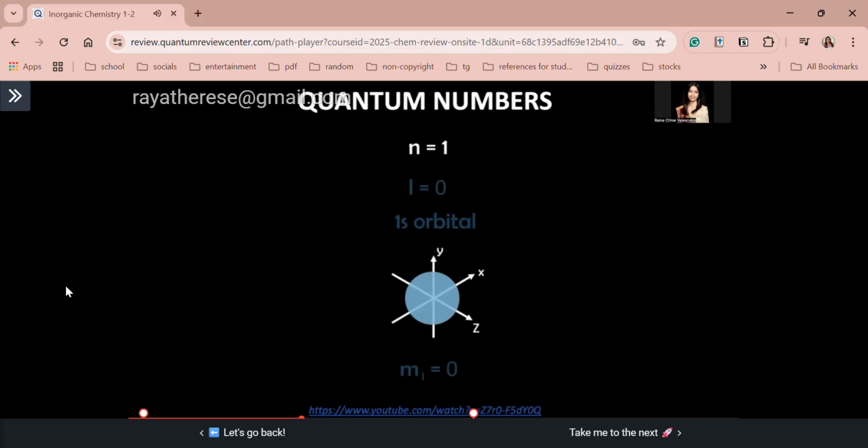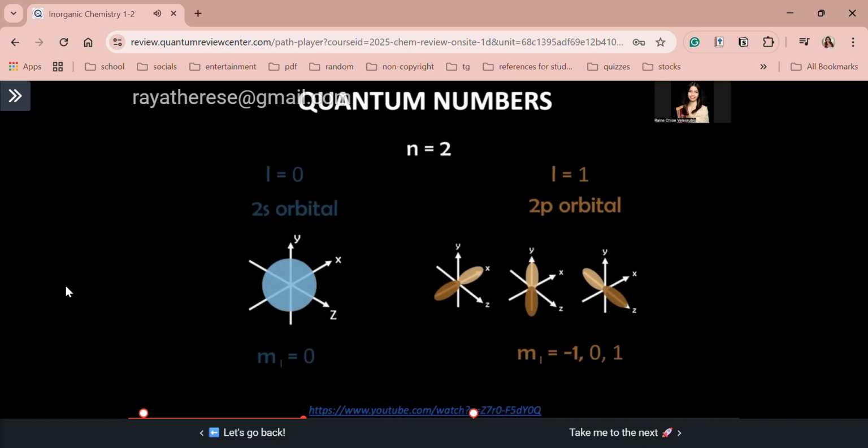For n equals 1, the simplest level, we encounter the 1s orbital. Here, L equals 0, and m sub L is also 0, indicating it's a spherical orbital with room for 2 electrons of opposite spins. It's the lowest energy orbital, making it the first to be filled. Moving up to n equals 2, we have 2 types of orbitals: the 2s, where L equals 0, and 2p, where L equals 1.